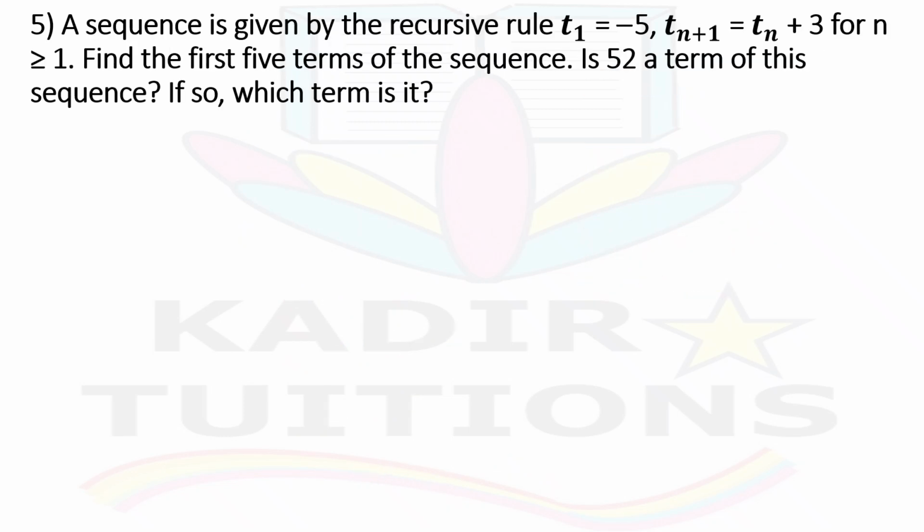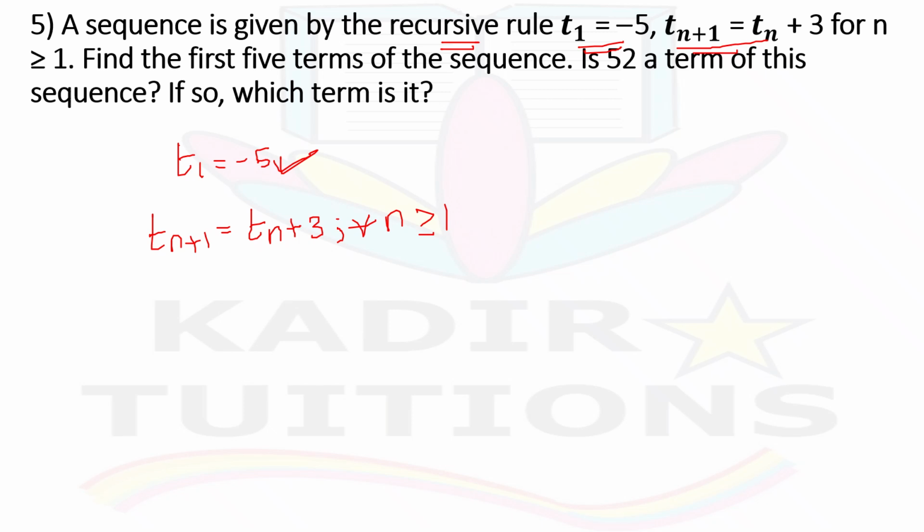A sequence is given by the recursive rule. So what is the meaning of recursive rule? We are going to write the formula with respect to the previous term. That is what a recursive rule is. So over here T1 value is given and Tn plus 1 equal to something. The recursive rule given over here is T1 equal to minus 5 and Tn plus 1 equal to Tn plus 3 for n greater than or equal to 1, right? So this is the condition they gave. The first term is this one. What about the second term? That and all we need to find.